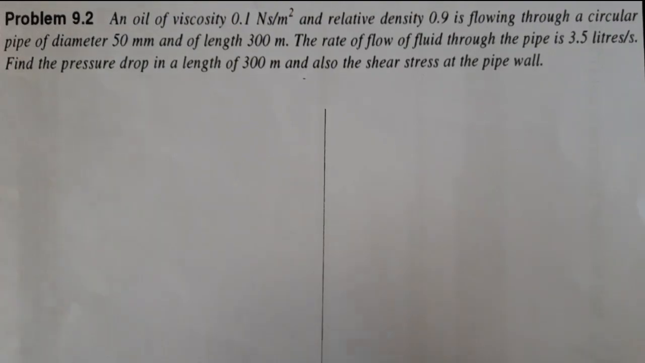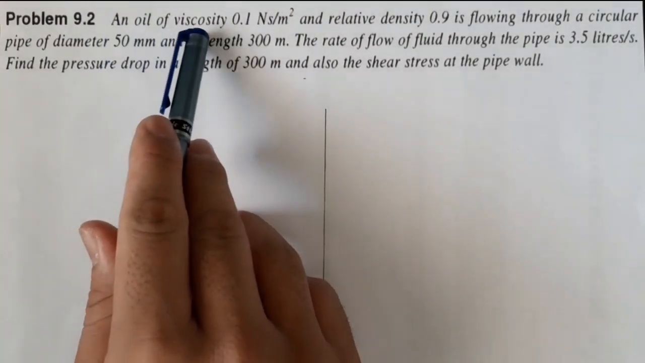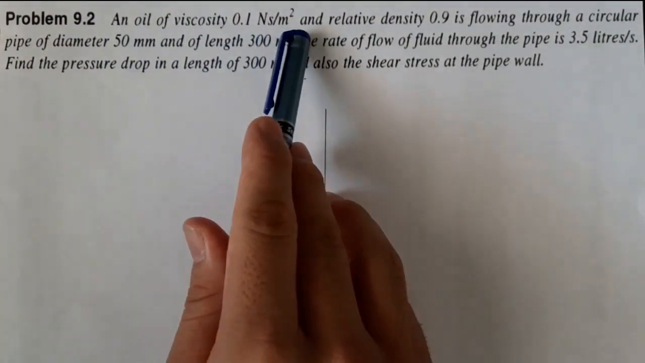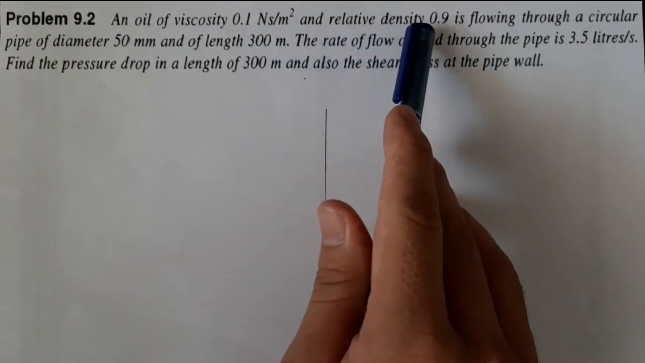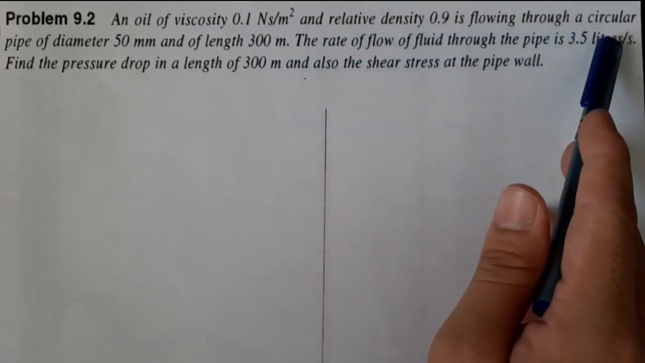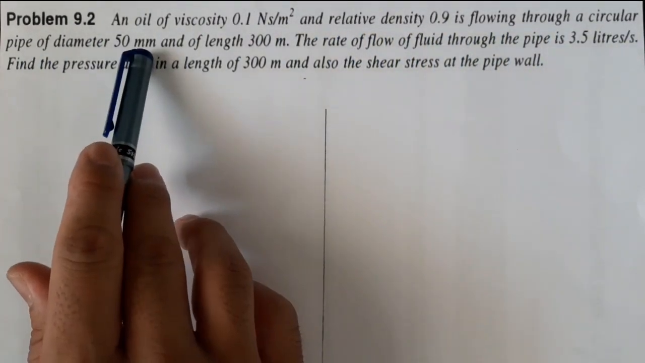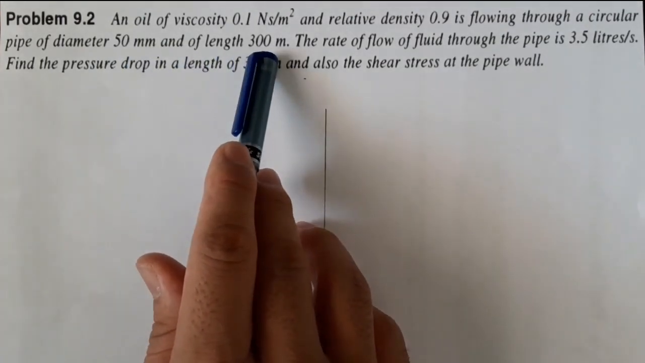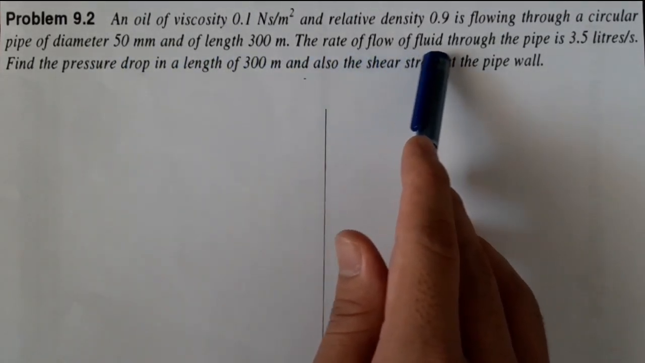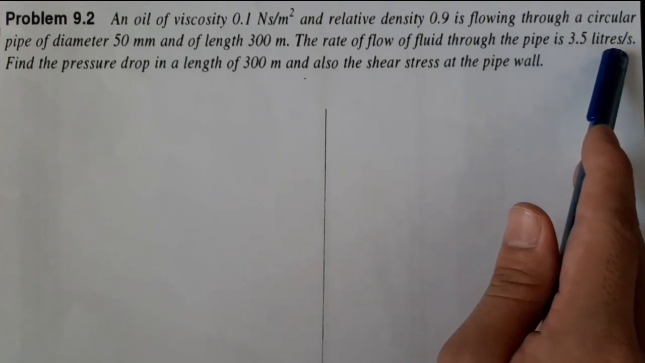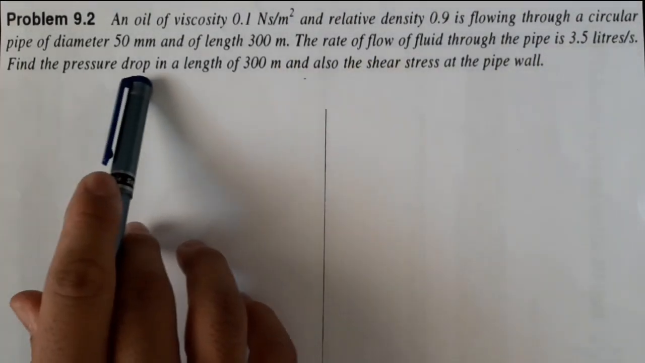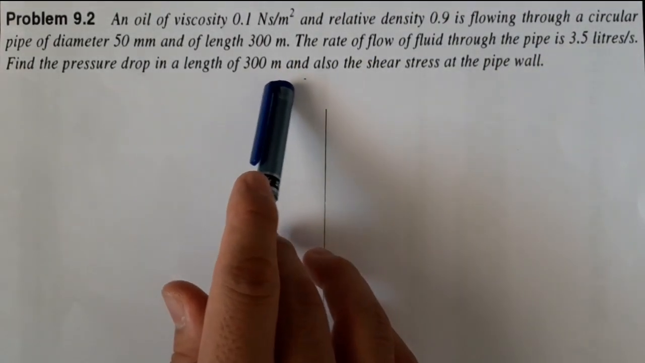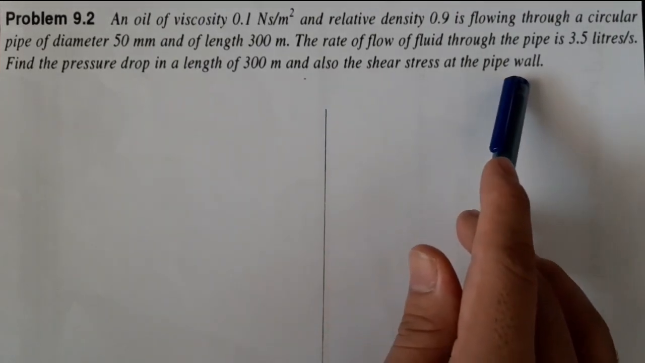Now next numerical: an oil of viscosity 0.9 Newton second per meter square and relative density 0.9 is flowing through a circular pipe of diameter 50 mm and of length 300 meter. The rate of flow of fluid through the pipe is 3.5 liters per second. Find the pressure drop in a length of 300 meter and also the shear stress at the pipe wall.